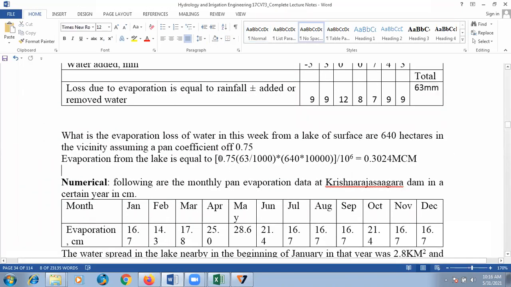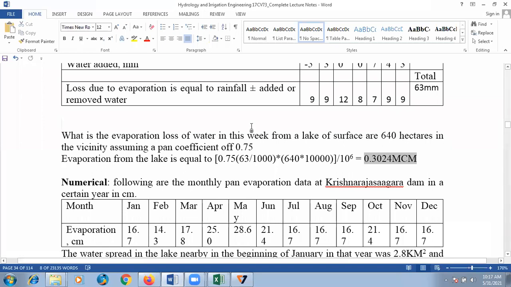So what I have done is that pan coefficient is 0.75, 63 mm converted to meter, dividing by 1000. Then to get the volume, multiply by the area. Area is 640 hectares, and each hectare is 10,000 square meters, 10 power 4. Remember, 10 power 4 square meters is equal to 1 hectare. I have multiplied, and that gives you the volume in cubic meters. Divide by 10 power 6, you get this in MCM. Therefore, 0.3024 MCM, million cubic meter, is the water loss due to evaporation.